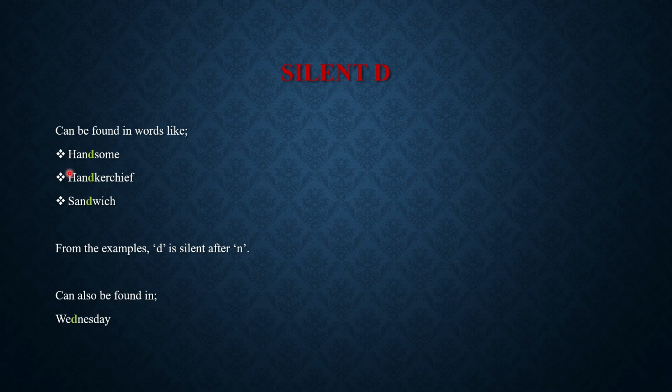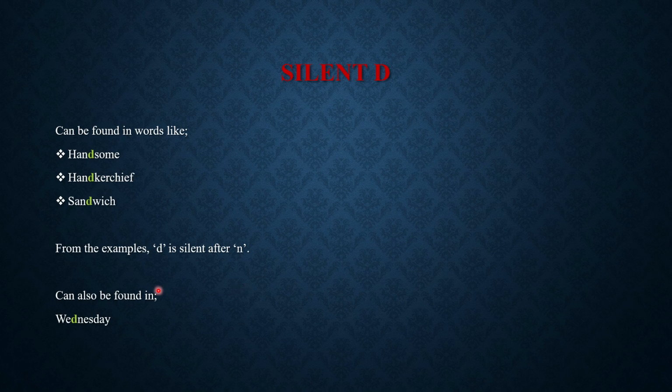So this first word, D is silent, so the word is supposed to be handsome, handsome. Then the next word is supposed to be handkerchief, handkerchief. Then the last word is sandwich, sandwich. So the D is not coming out very clearly, but in our day-to-day conversations, when we speak to each other, we keep pronouncing the D. So please, from today going forward, I want you to note that D in these words is not pronounced, it is supposed to be silent.